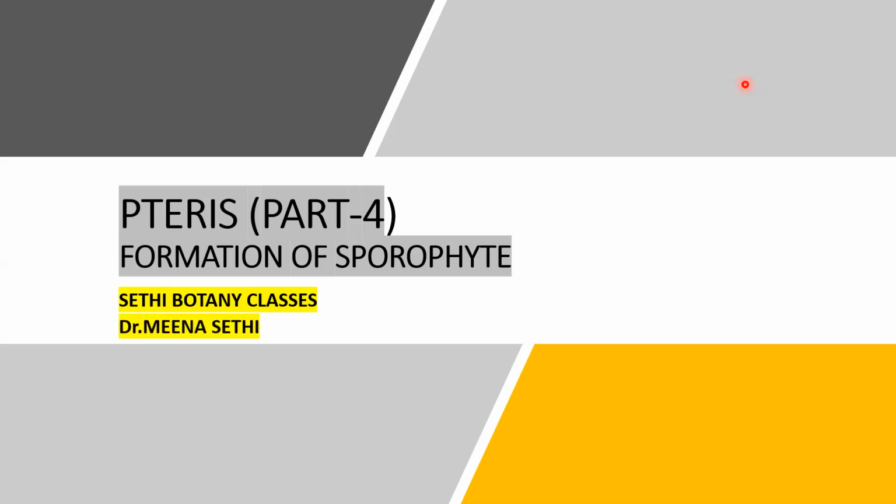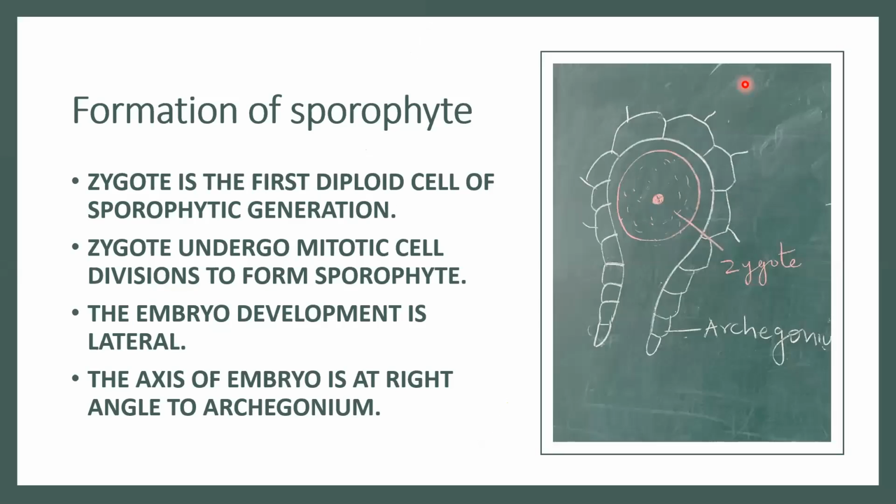The sporophyte is the diploid plant body, which is produced after fertilization of the spermatozoid and egg cell. Now, this is the archegonium, the female sex organ of Pteris. This dilated part is the venter, and the elongated part is the neck of the archegonium. After fertilization, the zygote is produced. We discussed in the third video how fertilization occurs. A zygote is the first diploid cell produced by fusion of the egg and spermatozoid.